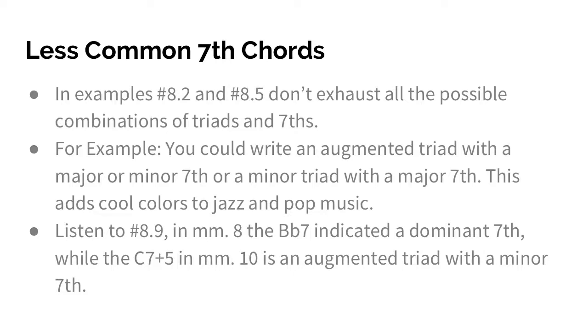If you listen to 8.9, in measure 8, the B flat 7 chord is a dominant 7th, while the C7 augmented 5th, or raised 5th, in measure 10 is an augmented triad with a minor 7th. So this is stuff you see, but we don't really call it anything in our world of common practice seventh chords.